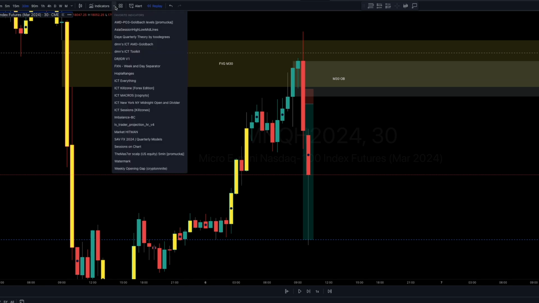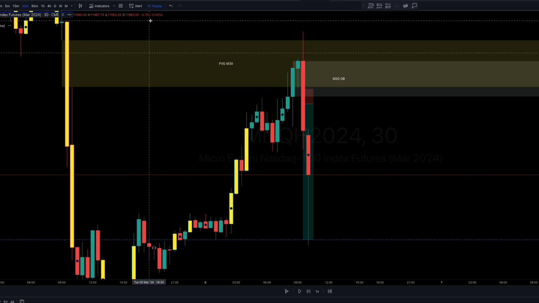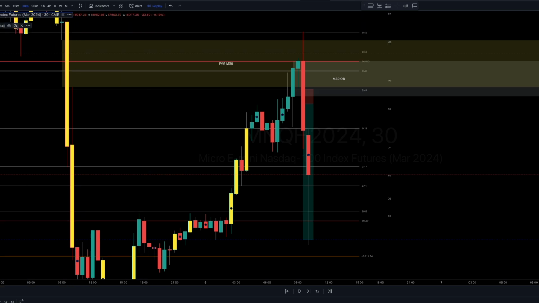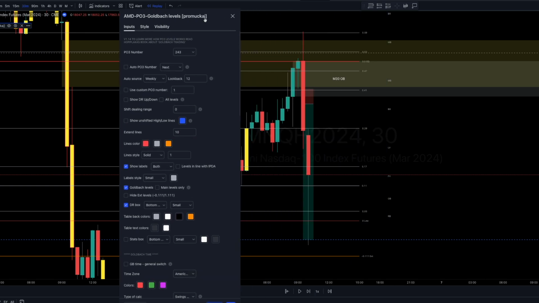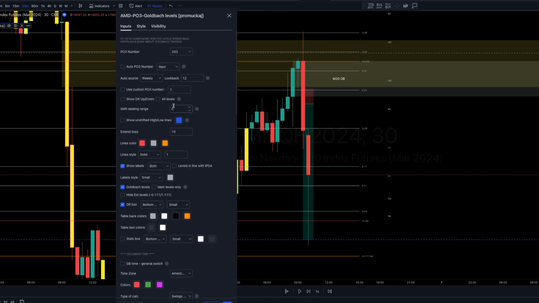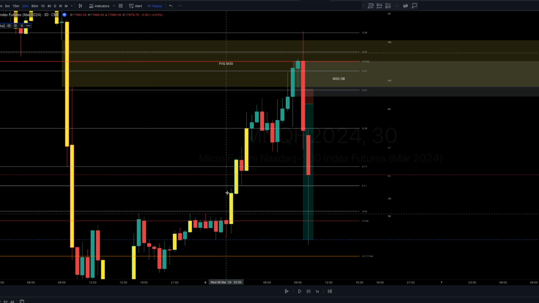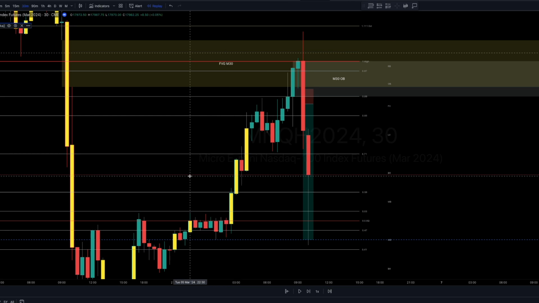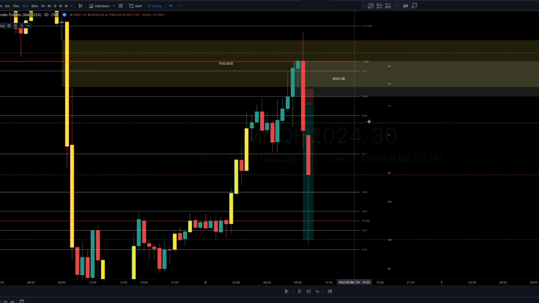And we also use the Goldbach indicator, obviously. So the one I like using now is AMD Power Free Goldbach levels. Now, how do we configure this? I know that the dealing range was half shifted. And then things will start making sense to you on why Michael took this trade.